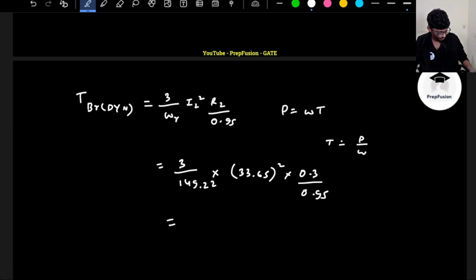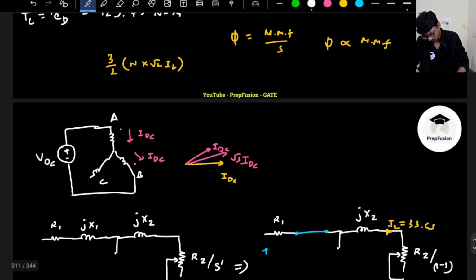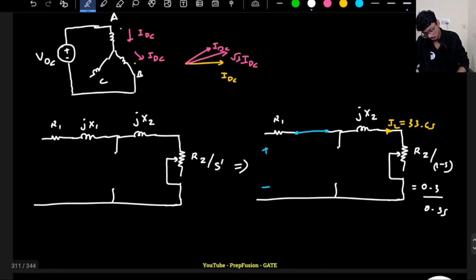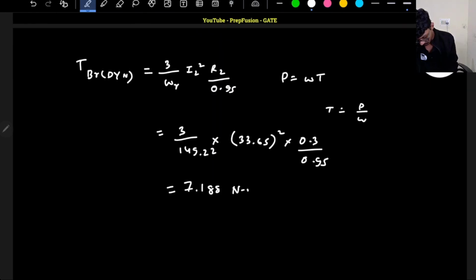Am I doing it correctly? Yes, it will come out to be a very low value, but still a considerable amount. For me it is coming out to be 7.188 Newton meter. This is the braking torque due to dynamic braking. It is very low because the load torque is already providing this much torque. So this is the answer for the first part.